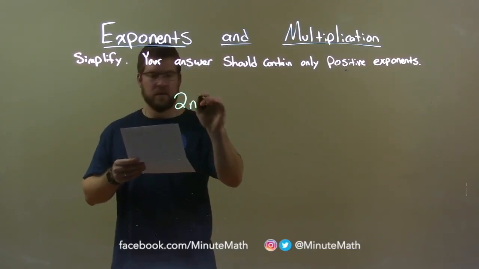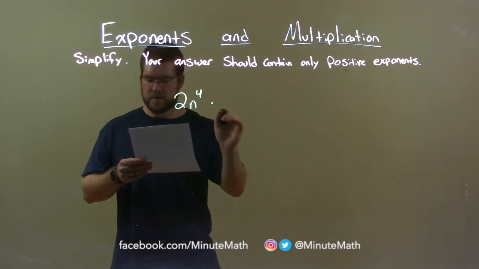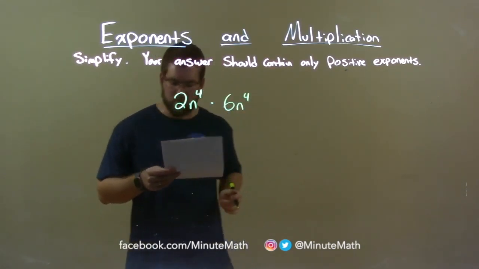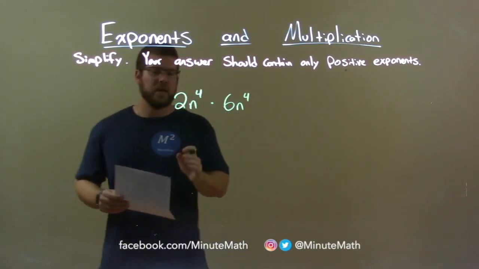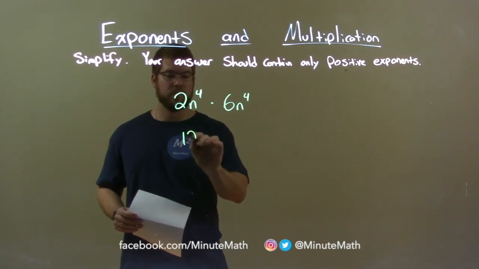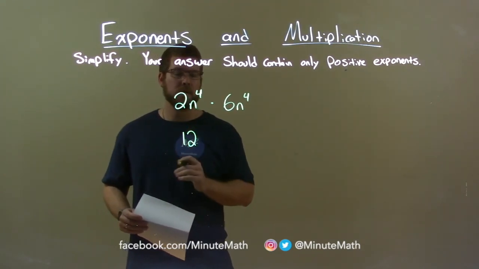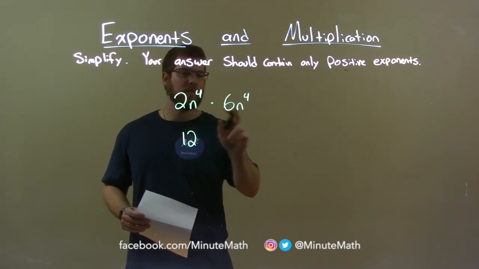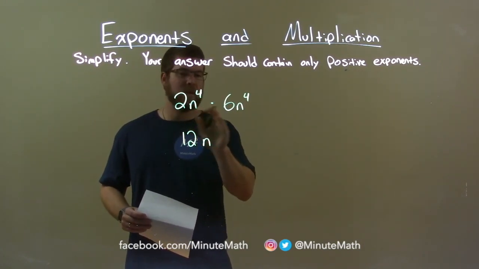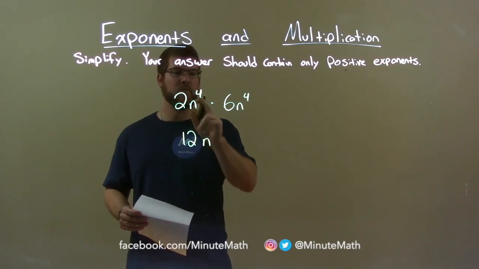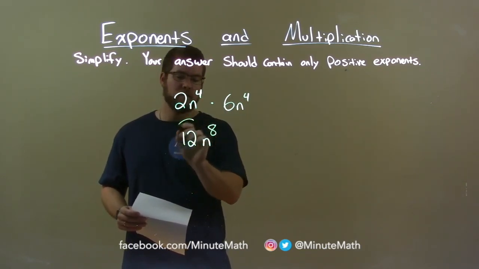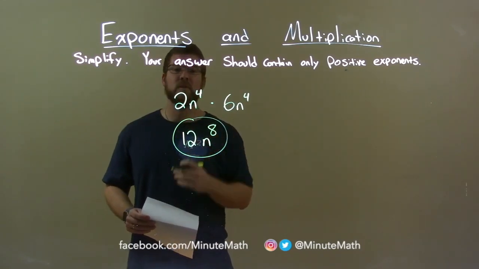2n to the 4th power times 6n to the 4th. First thing, I look at my coefficients. 2 times 6 is a 12. Okay? Now we look at the variables. Same base, n for both of them, and we multiply variables with the same base, we add the exponents. 4 plus 4 is an 8, so it's n to the 8th power, so my final answer is 12n to the 8th power.